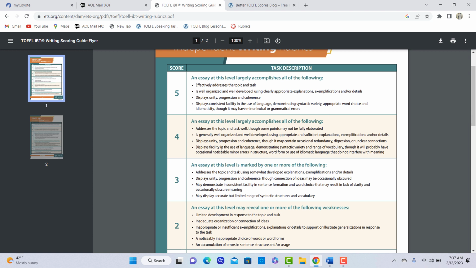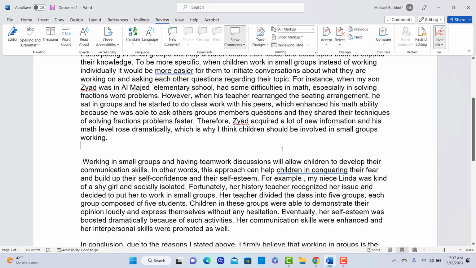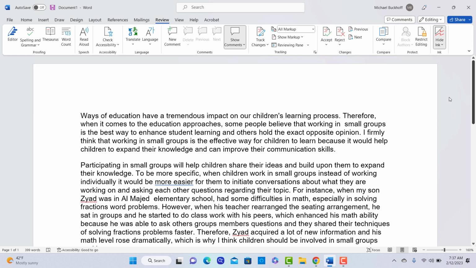So at this point, I'm thinking you're probably a high 3, a low 4, where it says here, may demonstrate inconsistent facility in sentence formation, may result in lack of clarity. You have some inconsistencies with sentence formation, but it really doesn't obscure any meaning as far as I can tell. So I'm going to put your score at 24 to 25 points out of 30. Okay, so let's take a look at each paragraph now.